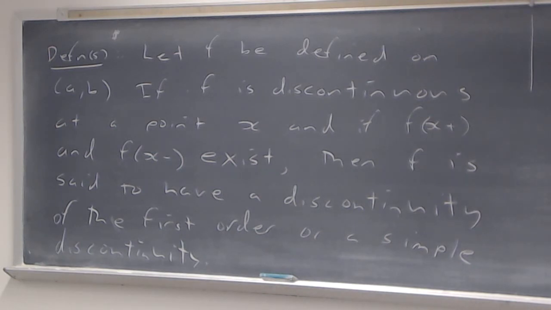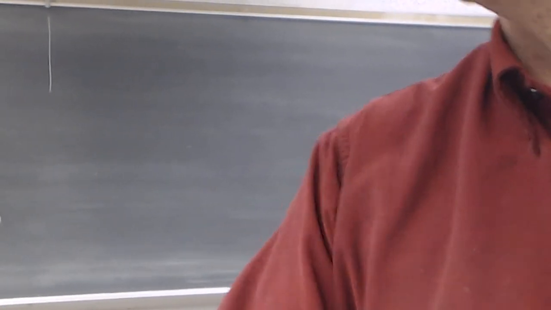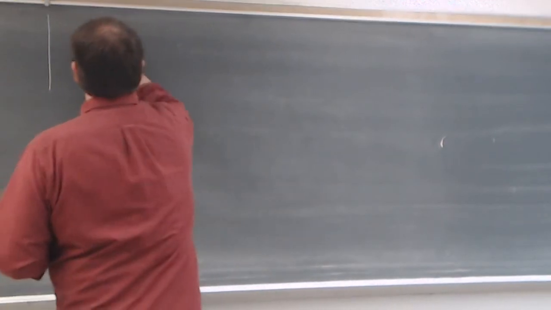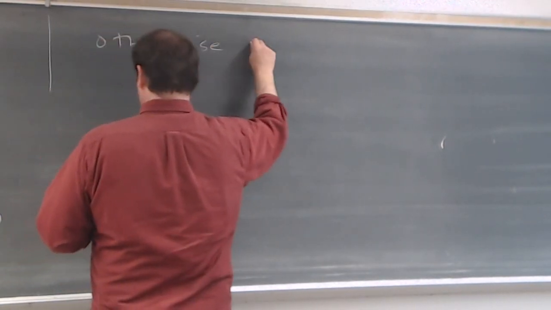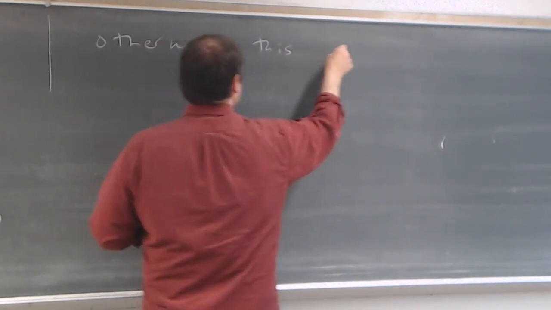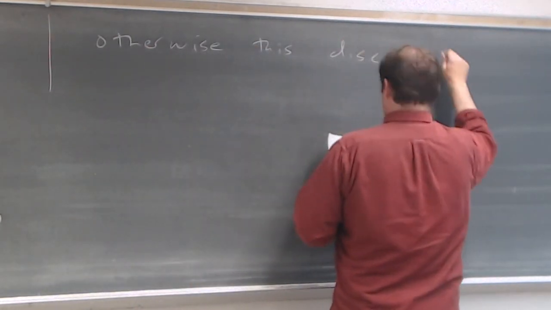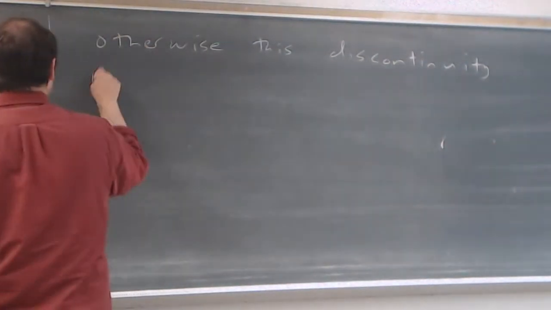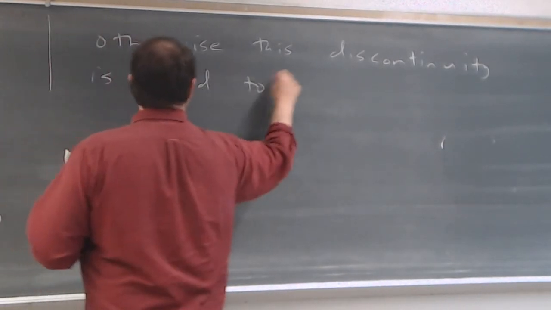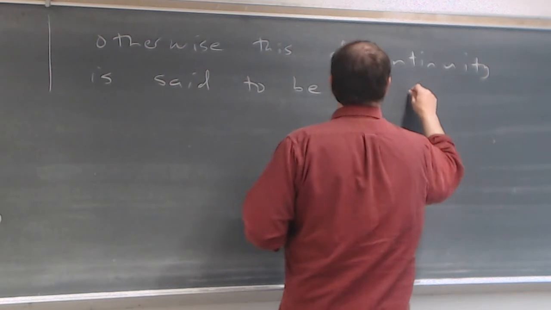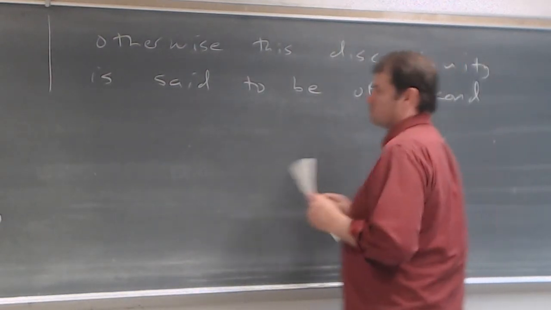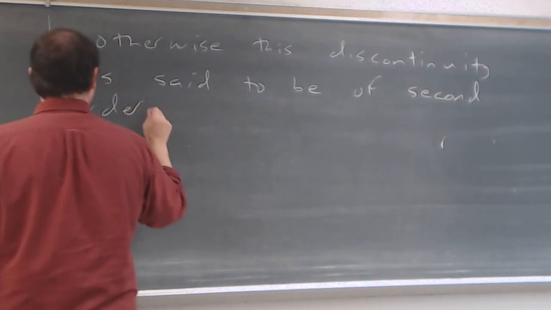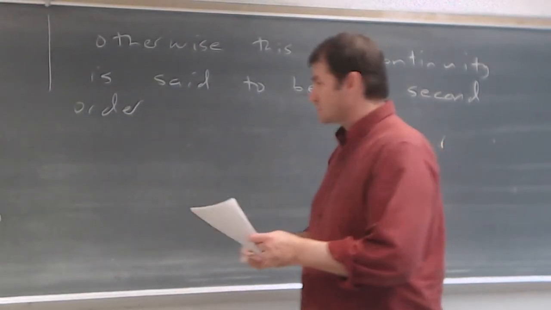And a second order discontinuity is the other type of discontinuity, where at least one of those left or right-handed limits does not exist. Otherwise, this discontinuity is said to be of the second order. We want to next look at some examples.